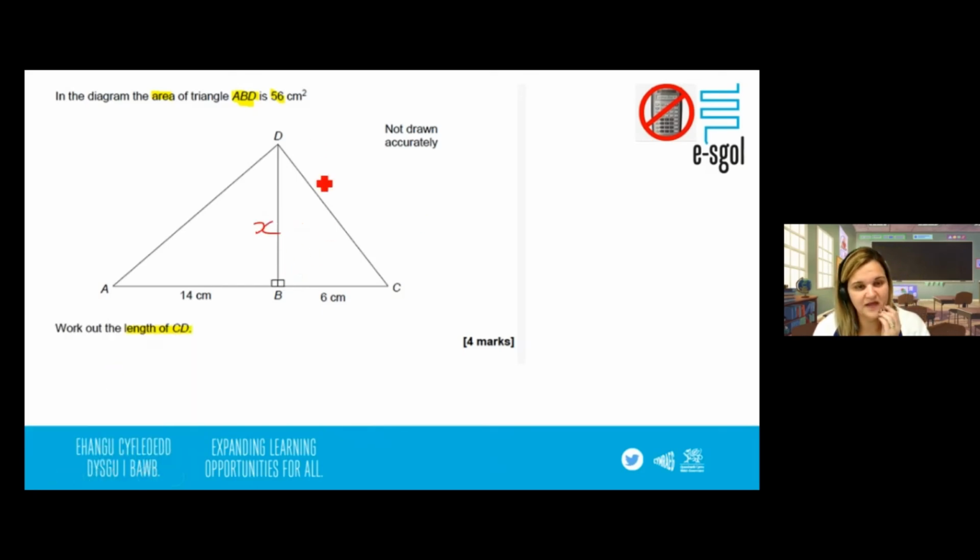Right then, so area formula, area of a right angle triangle: base times height, and then we half it. Now the information in the question at the top is 56. The base of this left-hand triangle only is 14. The height I've said is X, and I need to half this.